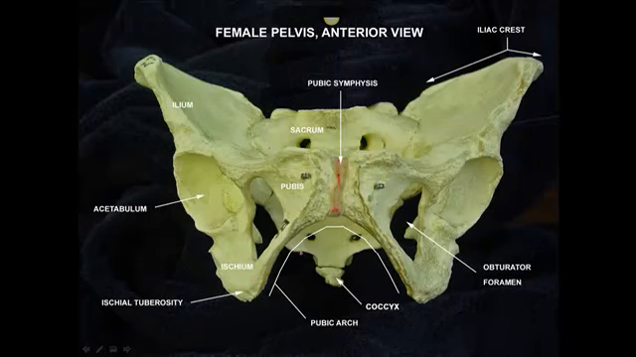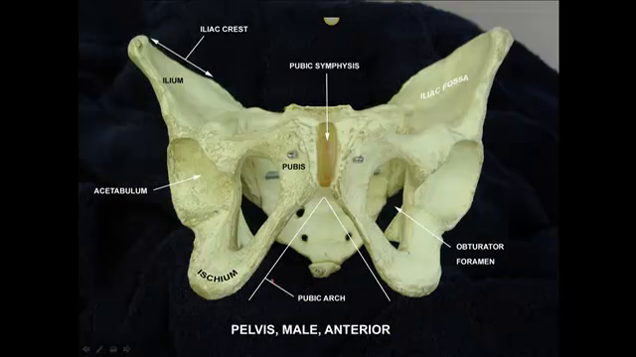Okay, now we're going to start with the lower limbs. We're going to start with the pelvis. And for the pelvis, they want you to know the difference between a male and a female pelvis. So if you see this arch here, you see how it's domed shaped? And if we go to the male pelvis, it's more angular in most people.